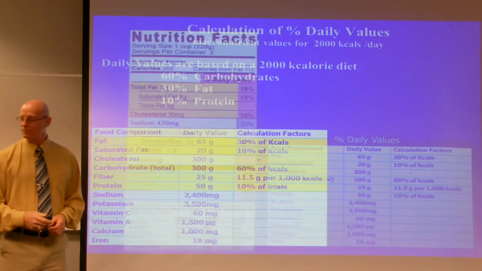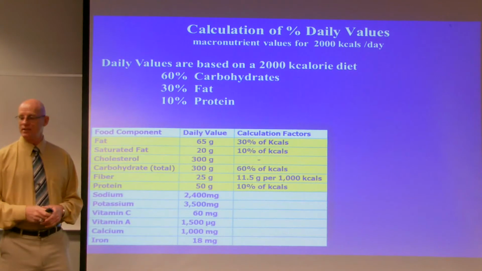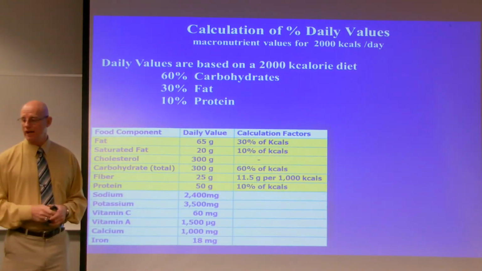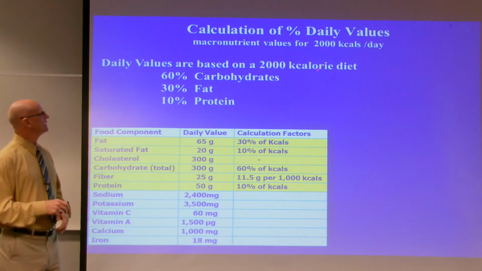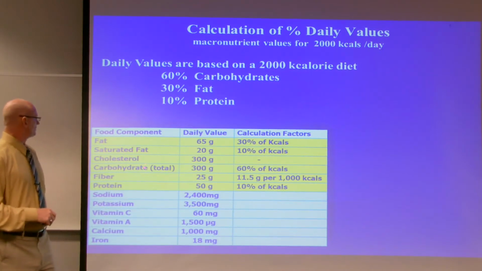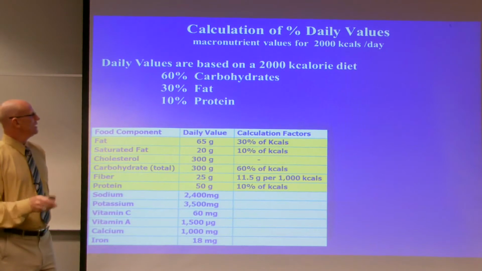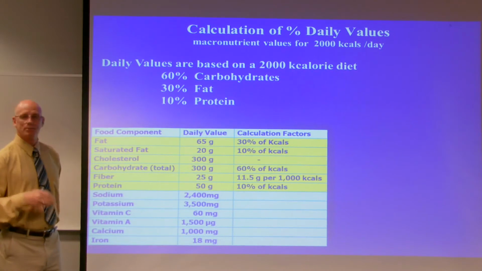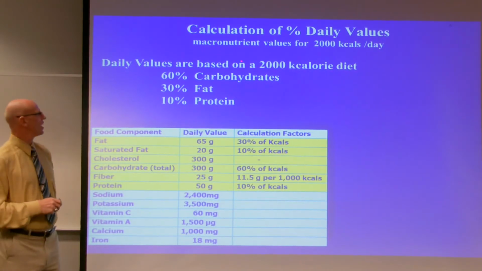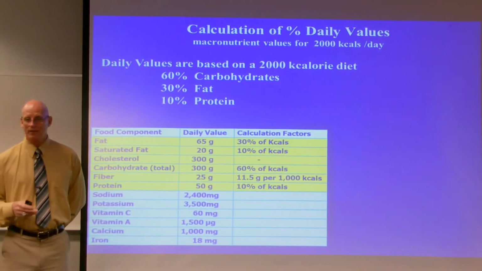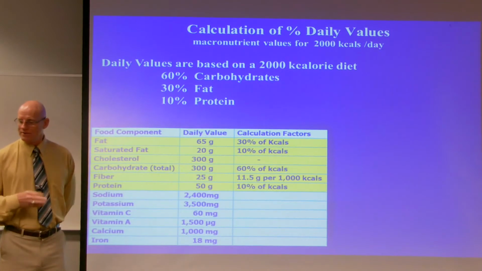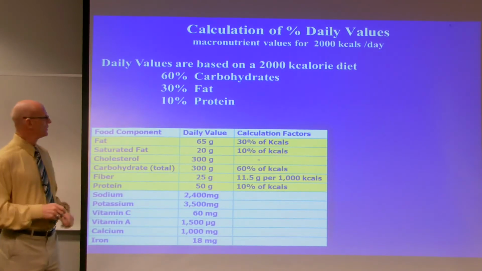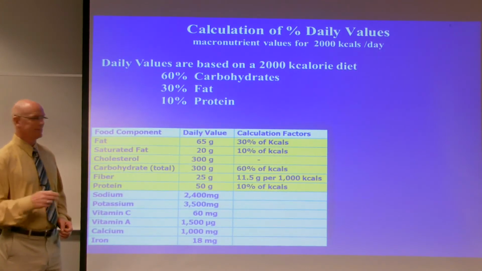Okay, excuse me. So starting off with calculating percent daily values for macronutrient values of a 2,000 kilocalories per day. Now we're going to look at the macronutrients, and these daily values are based on the 2,000 kilocalories, and they're broken down for carbohydrates, fat, and protein as 60, 30, and 10% respectively. So how do we calculate these out of this? So they're showing us that 30% of the fat of a 2,000 kilocalorie diet is 65 grams.